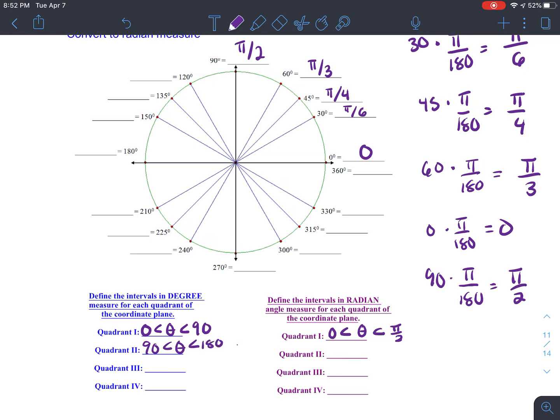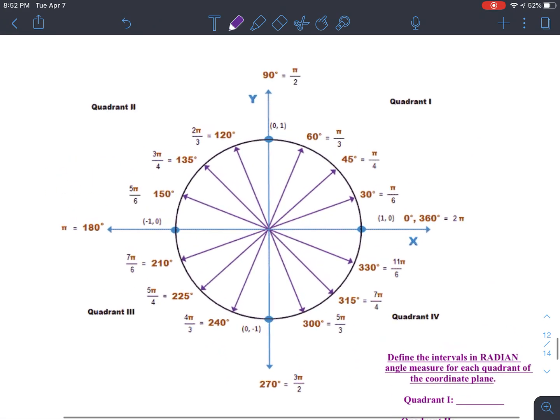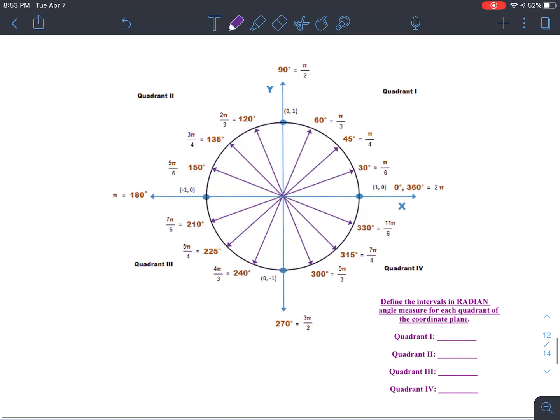Okay. Quadrant 2 has from 90 to 180. Find the corresponding values. Quadrant 3, 180 to 270. Find the corresponding. And quadrant 4 is 270 to 360. When you're done, unpause the video and proceed forward. Okay. So these are the values you should get. So check your work, make sure you understand them.